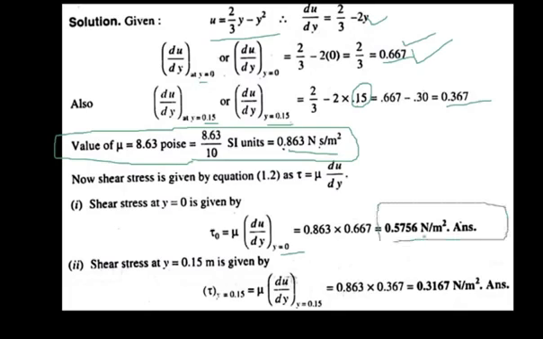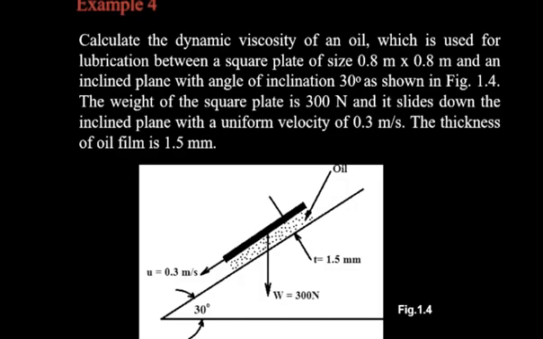So what is the unit? Newton per meter square. So shear stress at y 0.15 meter is given by the same, wherever the mu value is there, where we have to find 0.863, where du by dy at y is equal to 0.15, we have to add this 0.367. So we'll get the answer as 0.3167 Newton per meter square. So like this, problems will be given to you. Simple problems will be asked.